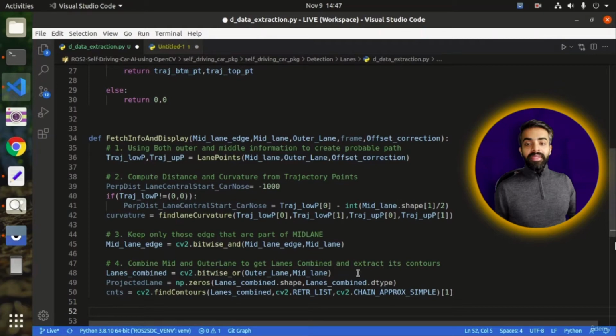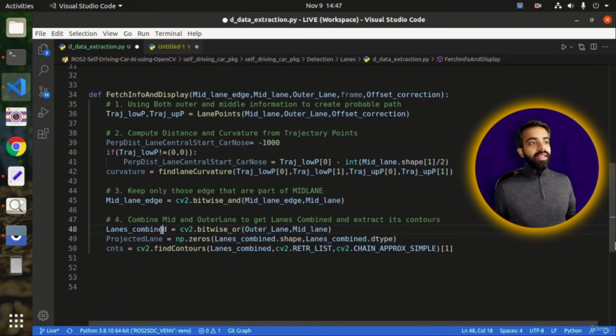So for that, what we need to do is simply draw both the mid lane and outer lane on the same matrix. This is done by a simple bitwise OR, where we store them in the lanes combined. Now once we have them in the lanes combined, we want to draw the projected lane, or the region in which the car can move. This will be drawn by creating an empty matrix, the projected lane, and then finding its contour. Once we have done that, we proceed on to the next step.